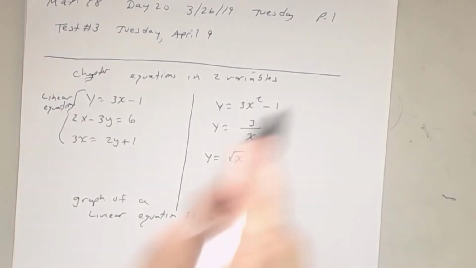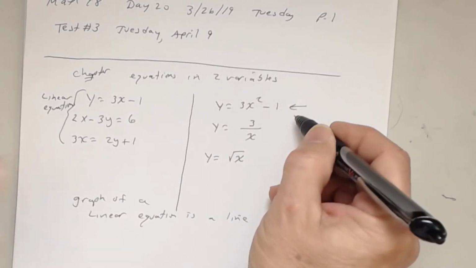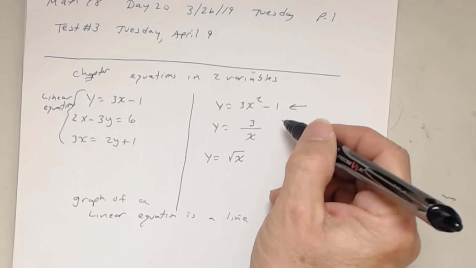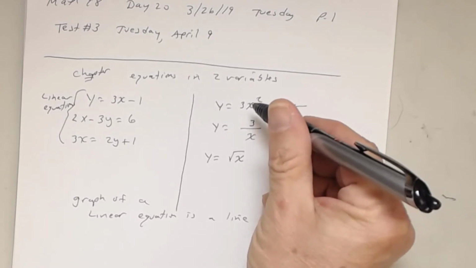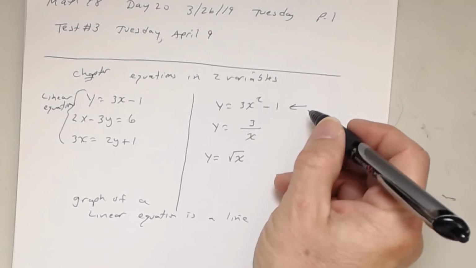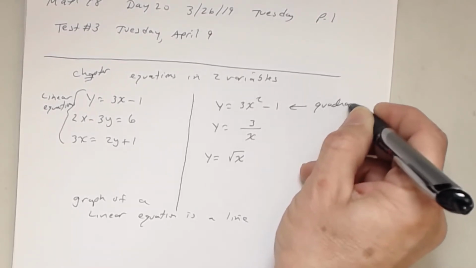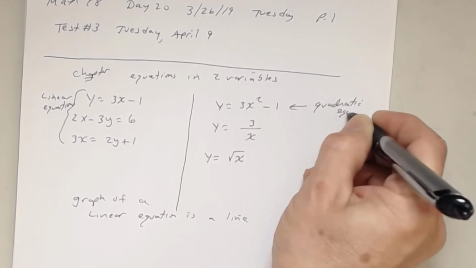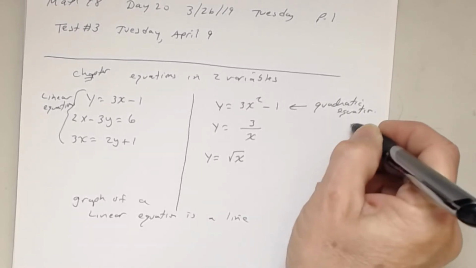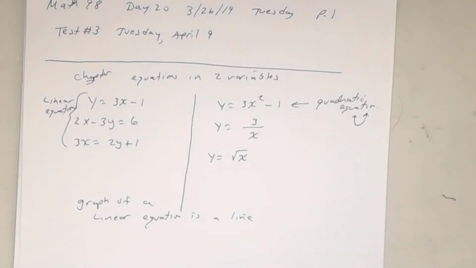All right. So here, this is not linear. Why would this be not linear based on what we just said? Because the exponent of x is not a 1, the exponent of x is a 2. You're going to learn in the next course that this is called a quadratic equation. And the graph is a parabola. Looks like this. You may remember that from another course.